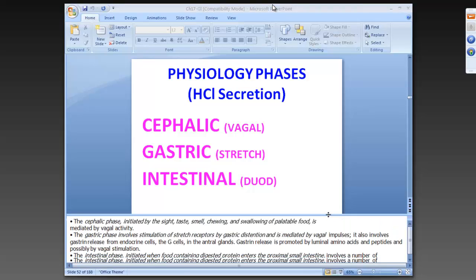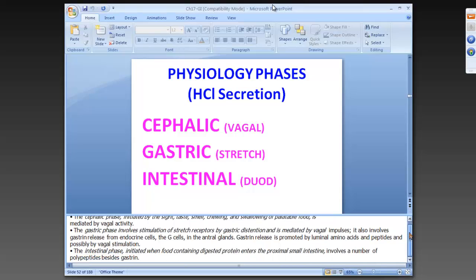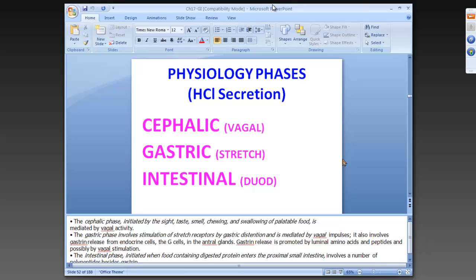Physiologic phases of hydrochloric acid secretion. You have the cephalic phase, the gastric phase, and the intestinal phase. The cephalic phase is initiated by the very sight, taste, smell, chewing, and swallowing of palatable food, mediated by vagal activity.